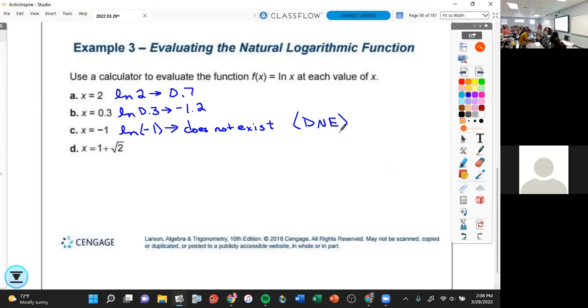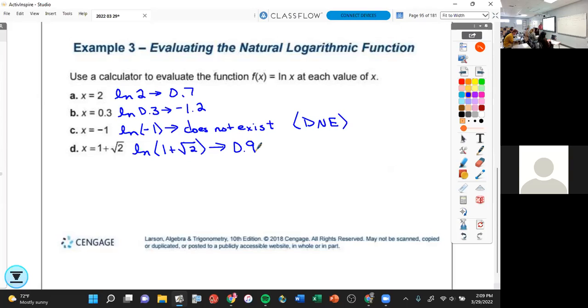Oh wait, no, you can't. -6.9. You got to put a decimal first. Okay. So how about part D? What is the natural log of that? You just put that in, and then it's 0.89. Okay, I'm just rounding consistently.